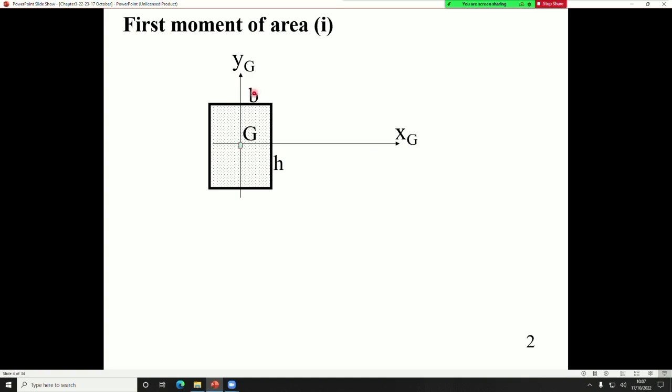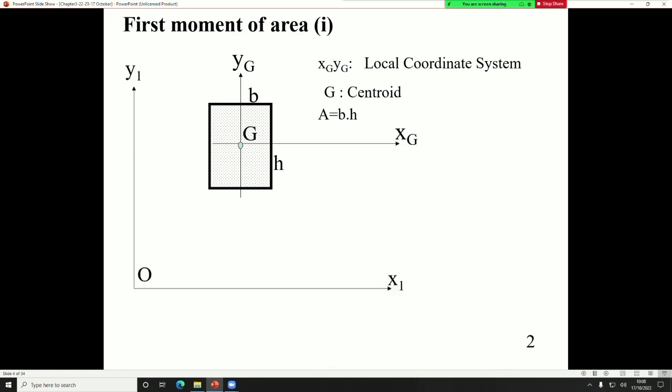These two axes, which are parallel to the edges of the rectangle, pass through the centroid. By definition, they are called central axes of the section. So G is the centroid. XG and YG are called central axes, or the local coordinate system of the section, passing through the centroid and parallel to the edges of the rectangle.